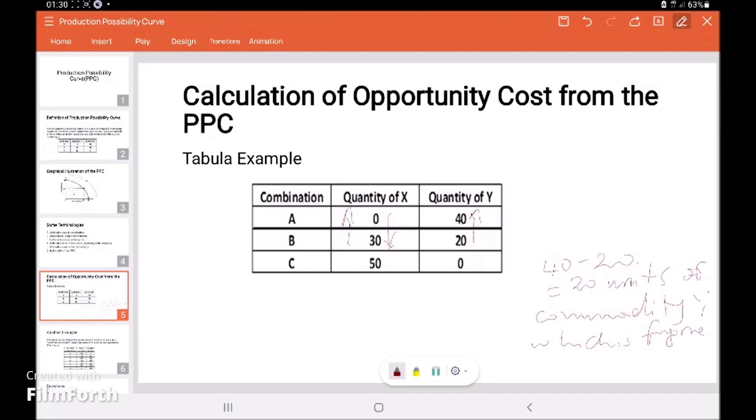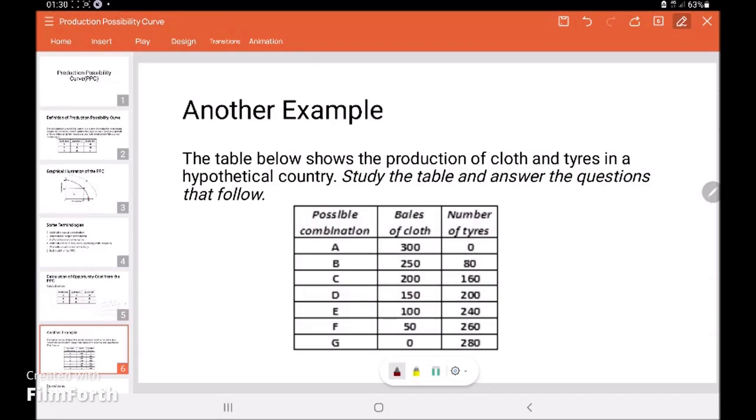Now let's look out for a more detailed example. And I'm sure after this example, everybody will be fine and clear in the mind how to use the concept of production possibility curve to calculate opportunity cost. So let's look at this example. The table below shows the production of cloth and ties in a hypothetical country. Study the table and answer the questions that follow. And you have the table, possible combination, bales of cloth, and the number of ties. Let's look at the questions that follow.